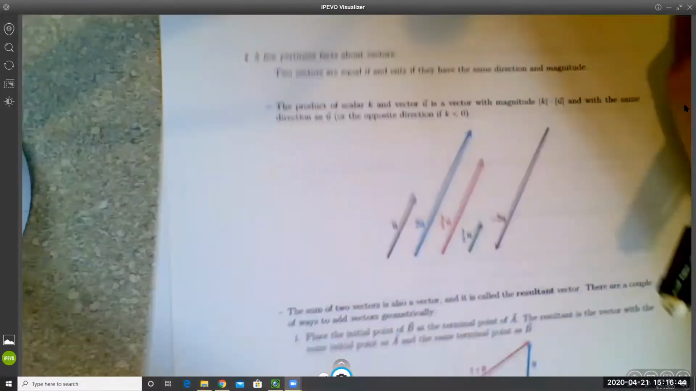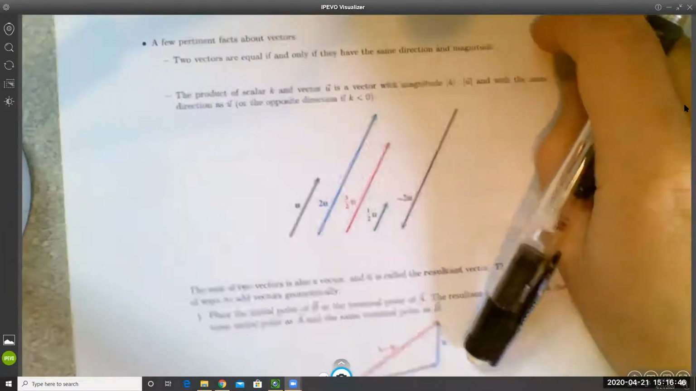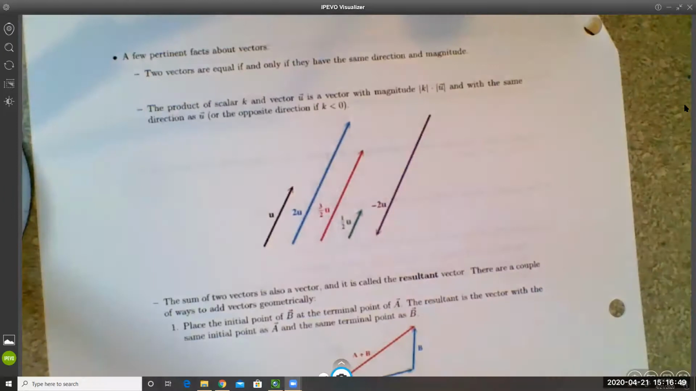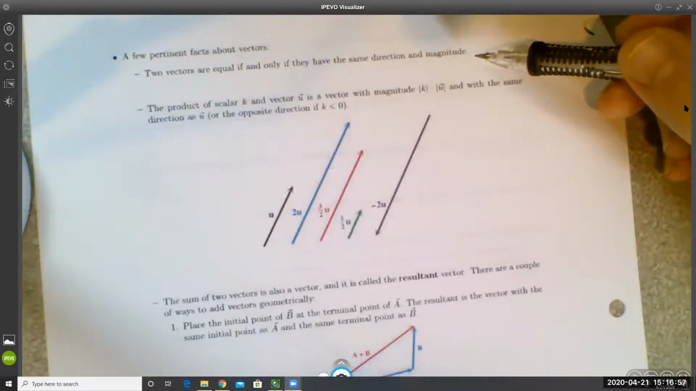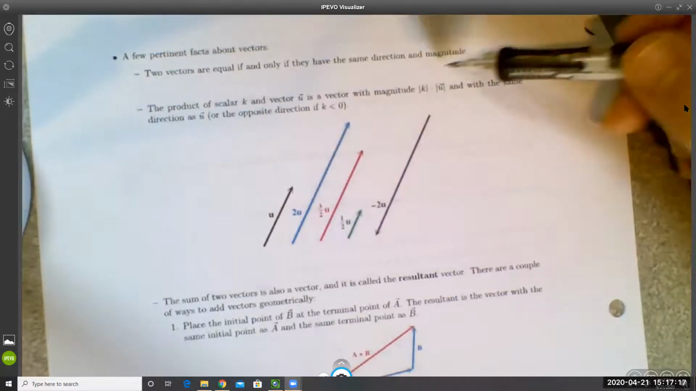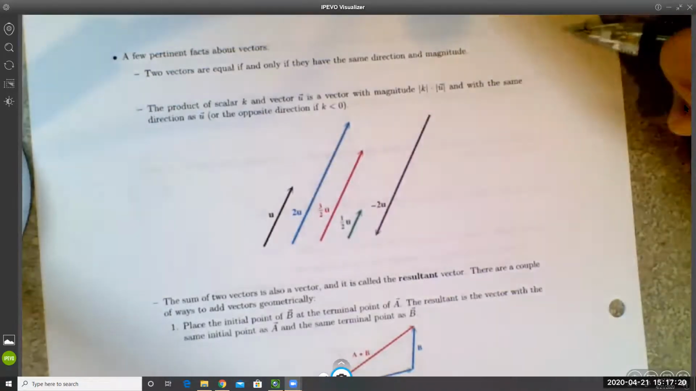some pertinent facts that'll help us through the problems in this section. So first of all, two vectors are equal if and only if they have the same direction and magnitude. And by the same direction, that means, first of all, the vectors have to be parallel. But second of all, they have to be pointing the same way. Like we saw on the previous page, OP and PO did not represent the same vector. Even though they were parallel, they weren't pointing the same way. So they have to be parallel, but they also have to be pointing in the same direction, and they have to be the same length, right? They have to have the same magnitude in order to be considered equal.